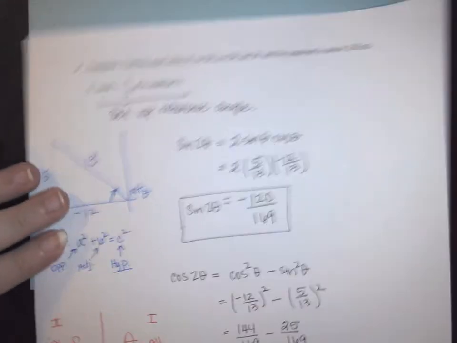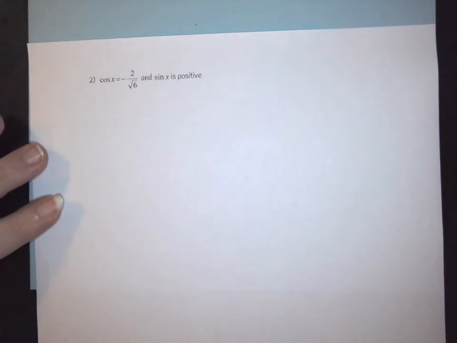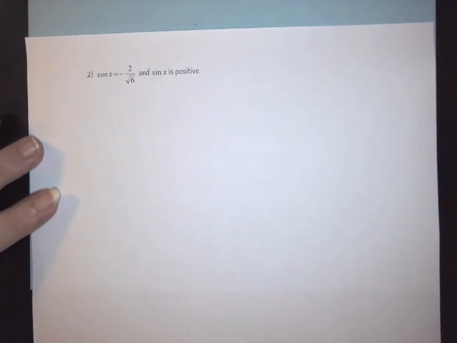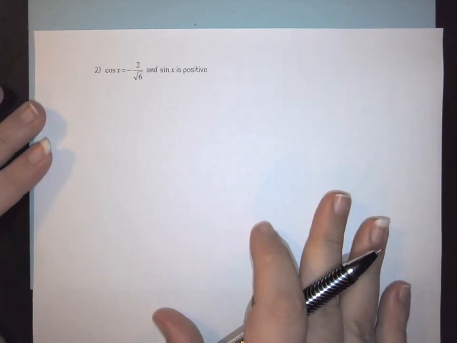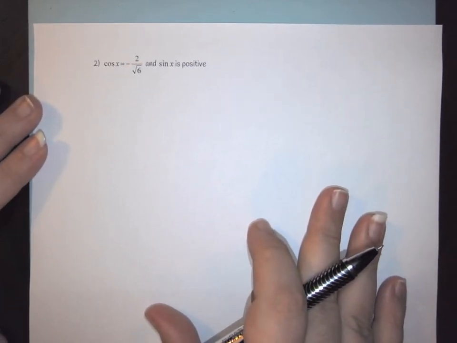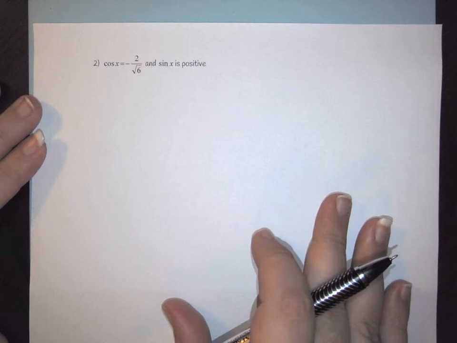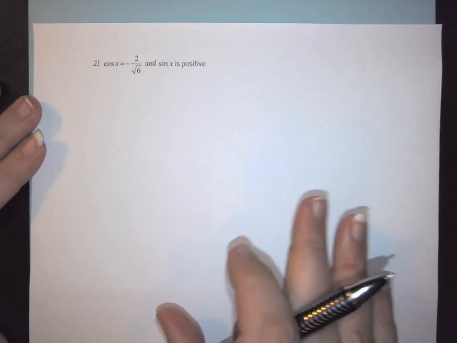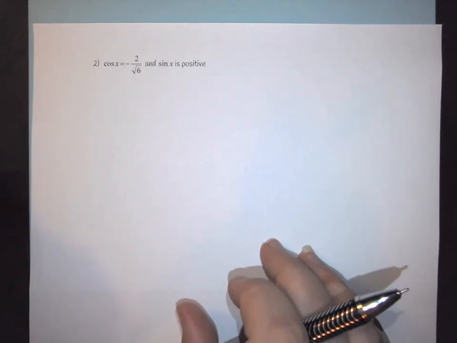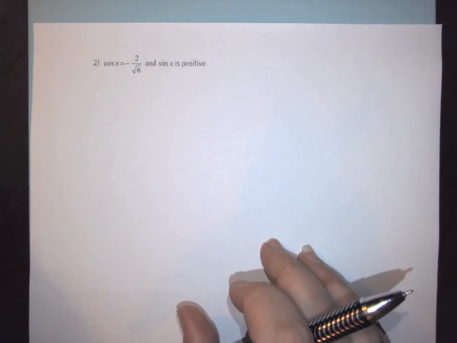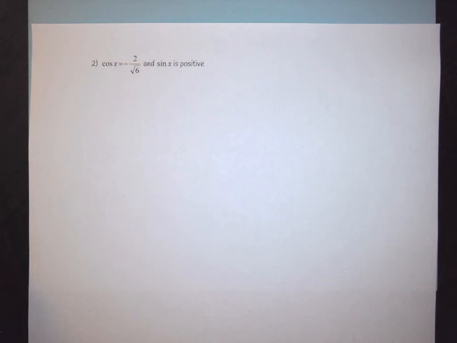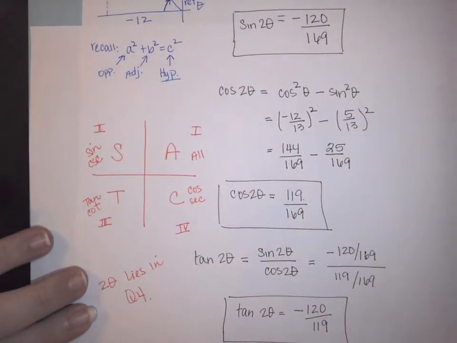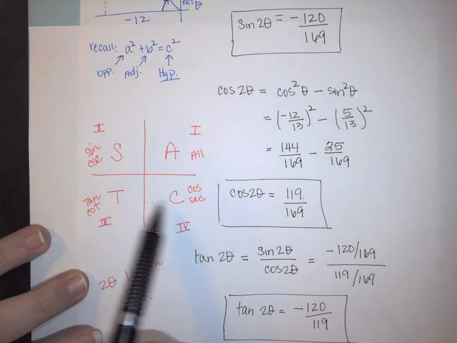Alright, let's take a look at another one, slightly more complicated than the previous. So here we're told that the cosine of x is negative 2 over the square root of 6, and that the sine of x is positive. So again, that goes back to what we just talked about. I'm telling you the sine of x is positive. So again, if you remember, all students take calculus.